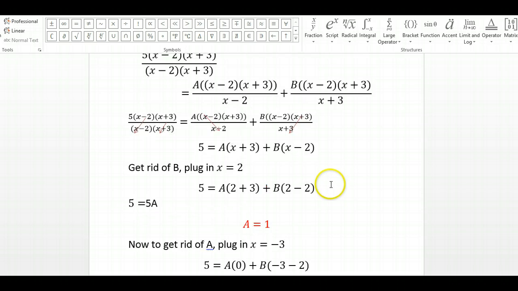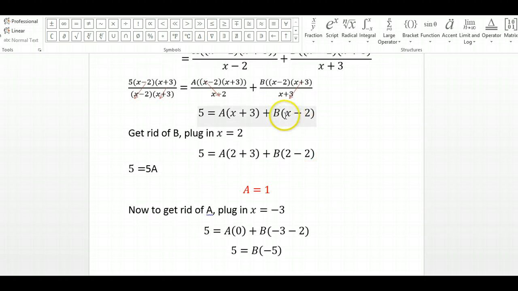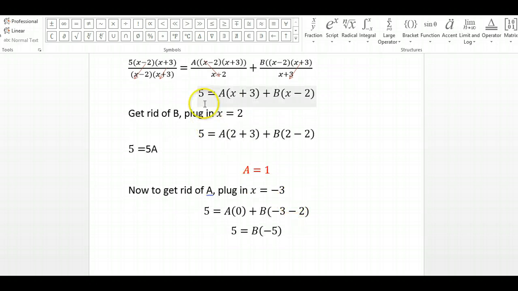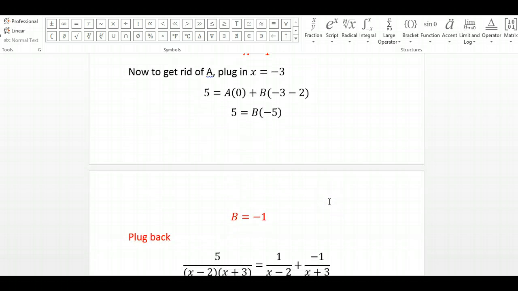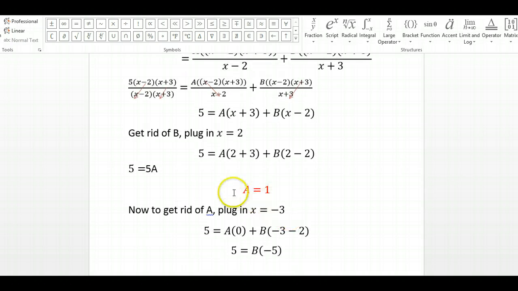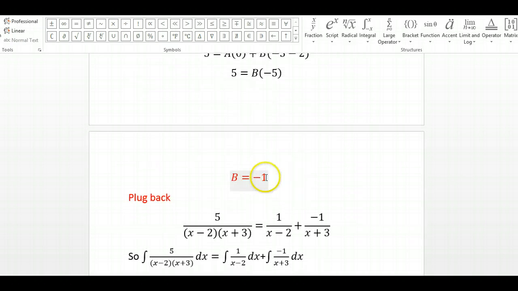Now we found a. Now suppose we want to find b, then clearly we need to get rid of a. So how do you get rid of a? We plug in x equals negative 3. So for x equal to negative 3, you get 5 is equal to negative 3 plus 3, which is 0. And here you get negative 3 minus 2, which is negative 5 times b. So 5 is equal to b times negative 5. So when you solve for b, you get b equals negative 1. So we have a equals 1 and b equals negative 1.